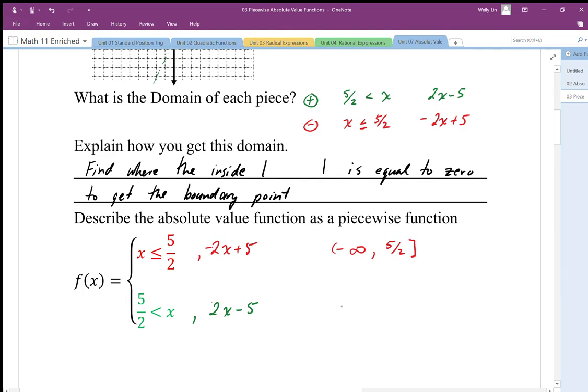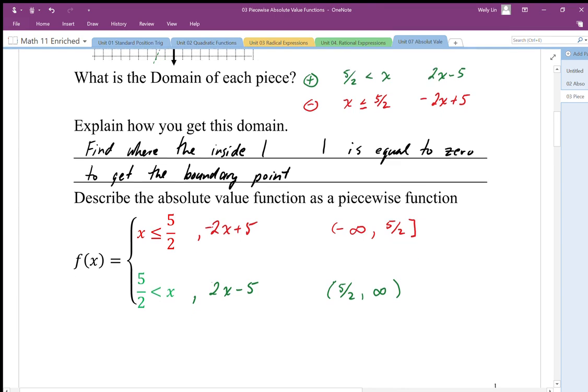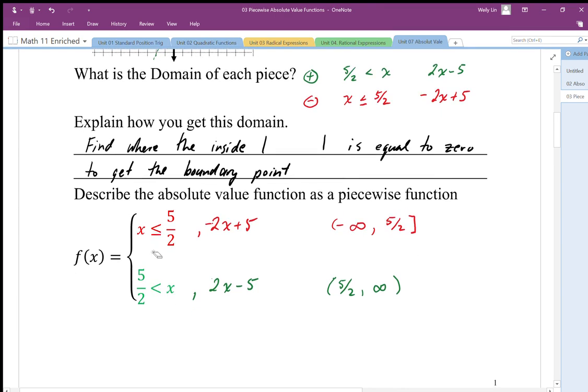And here we're going to start at 5 over 2. And in this case, we're not going to include that as our boundary, all the way to infinity. We're going to use curved brackets because we can't be equal to infinity. We can't be equal to 5 over 2 here. And the equal to is arbitrary. It doesn't really matter where we put that.